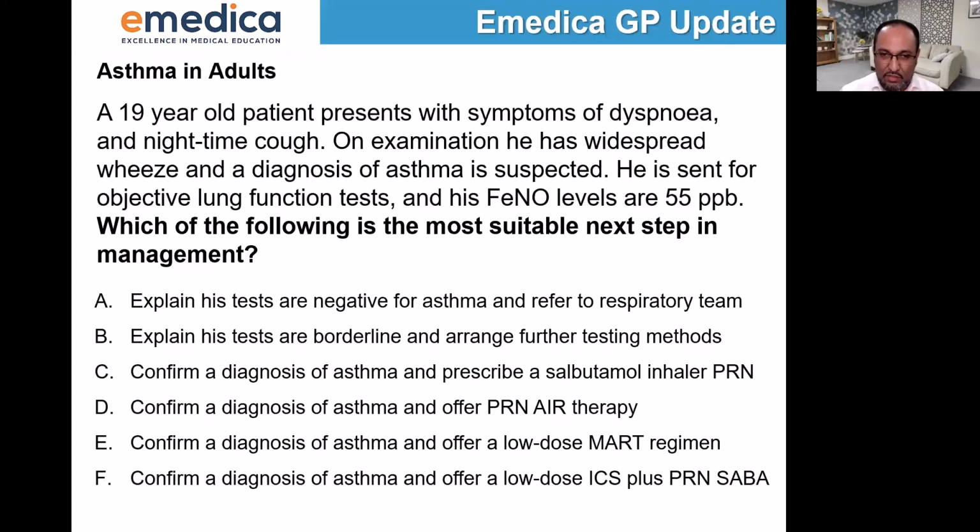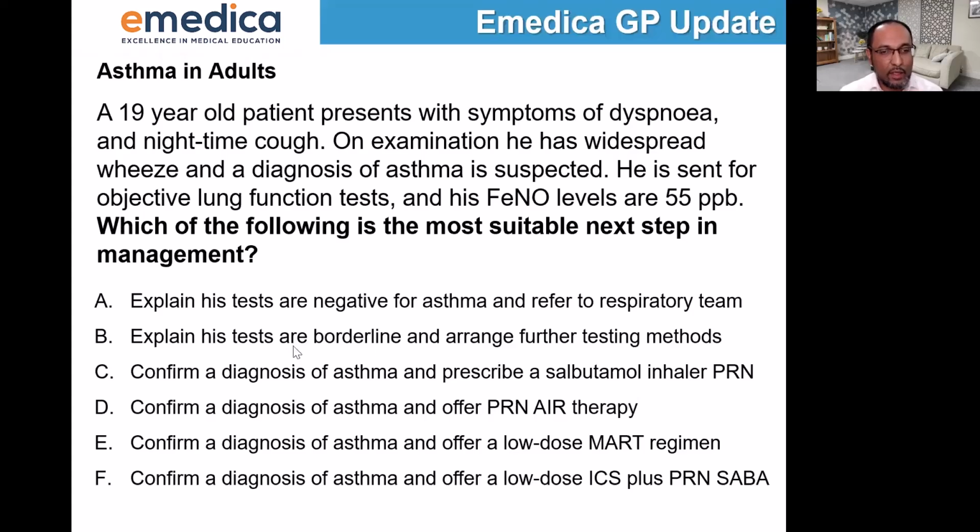So the split of answers is really interesting. It's almost equally split between D, E, and F. So confirm a diagnosis of asthma and either offer PRN AIR therapy, or a low-dose MART regime, or low-dose steroid plus PRN salbutamol. That's what a SABA is, right? So these three almost equal. Then a few people said confirm a diagnosis of asthma and just give salbutamol PRN.